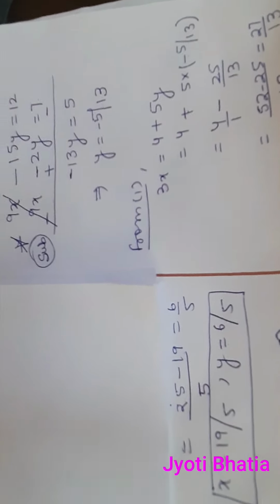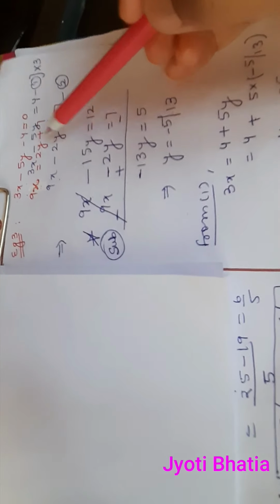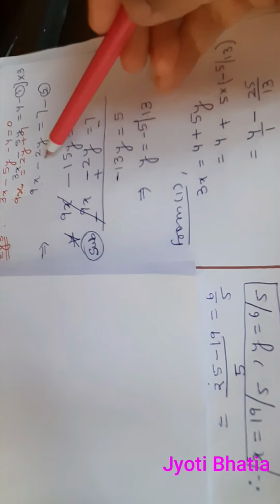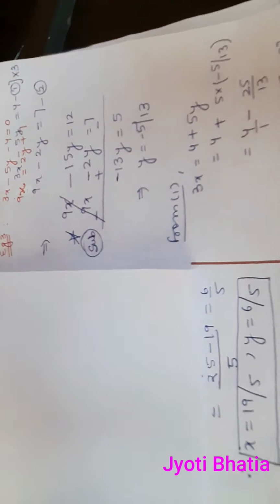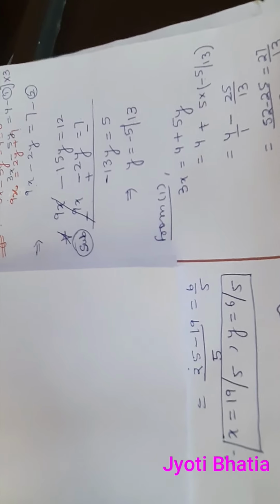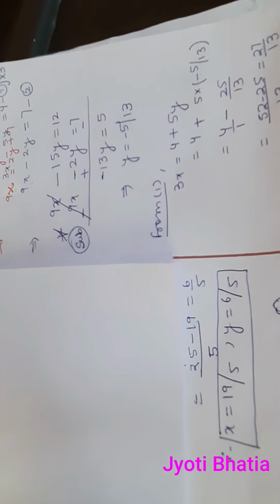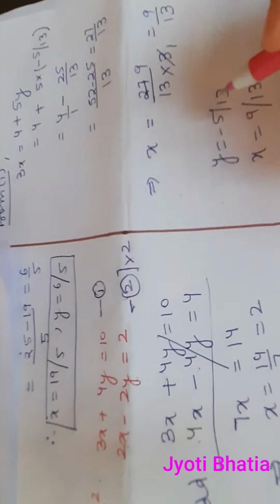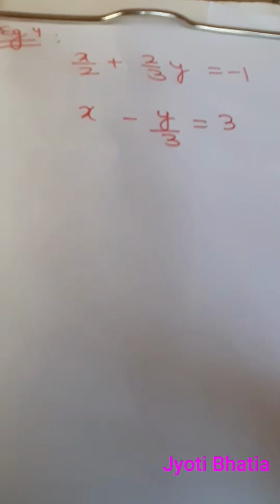To find the value of y, you may put in equation 1 or 2. You can see 2y is there, 5y is there. Whichever equation you want, you can put. Let me take in equation. Acha, y we have already calculated, sorry. So y is equal to minus 5 by 13 and x is 9 by 13. This is your answer. Clear?